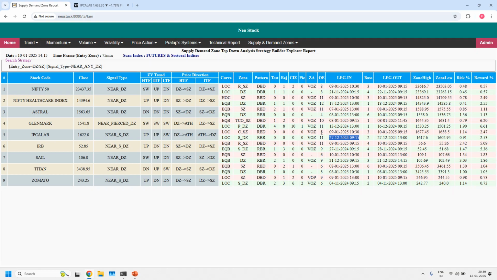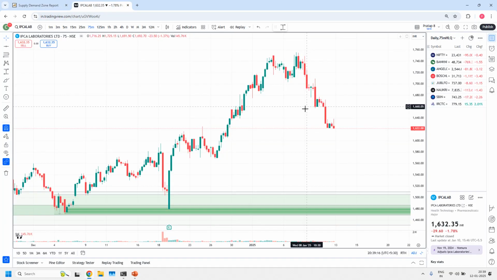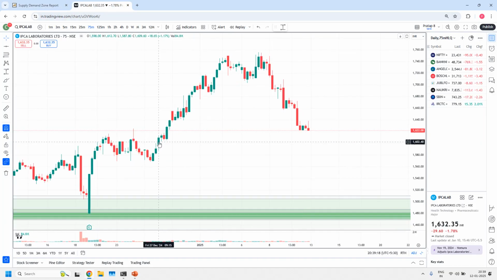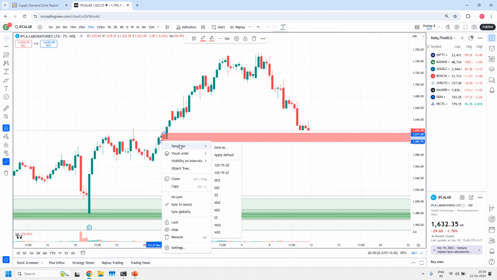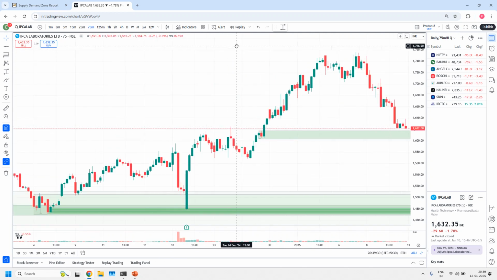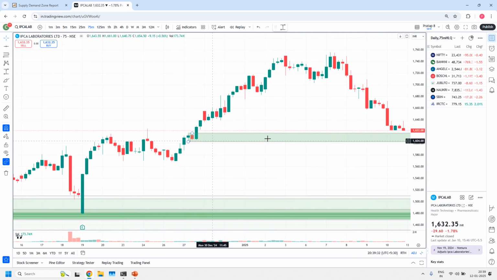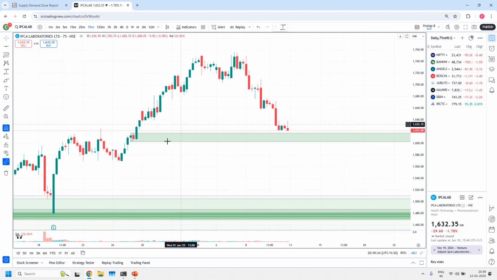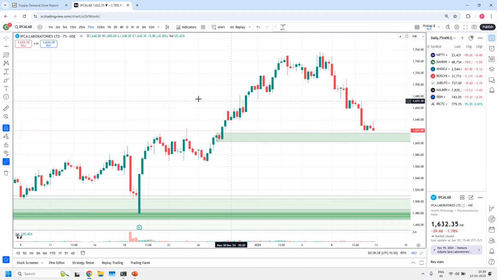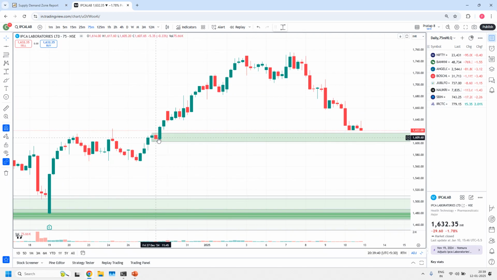So what is the 75 minute zone? 27, 12, 9, 15. This is the one. Rally, rally, base, rally. This is the 75 minute zone. I'm giving daily zone color, but that is okay. Light colors I'm giving, so that I can make use of the remaining colors for 15 minutes and 5 minutes. So rally, base, rally is the 75 minutes high liquidity zone.